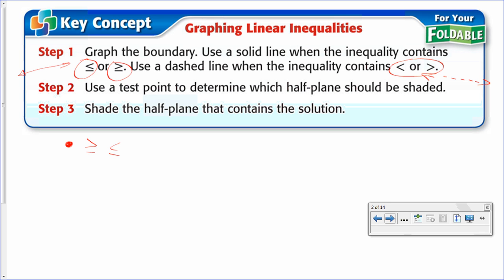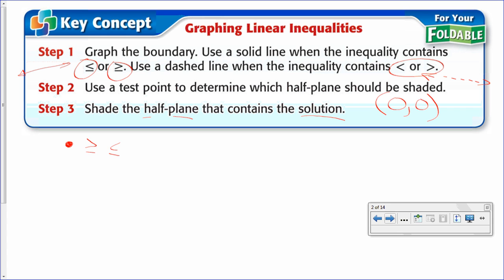Now step two. Normally we use a test point to determine which half plane should be shaded. The test point that we always use, write this down, is 0, 0. It's the origin. Now, I'm going to show you a quicker way. We're going to have to plug those numbers into the equation. And in step 3, we're going to shade the half plane that contains the solution.